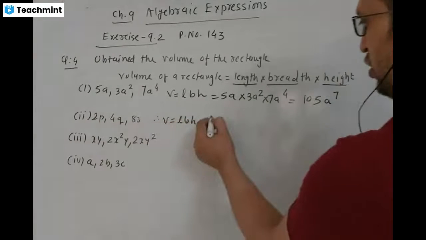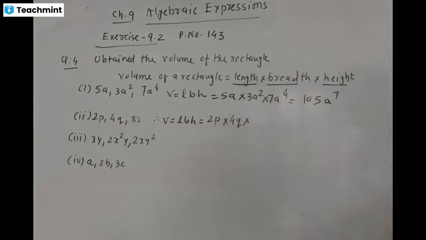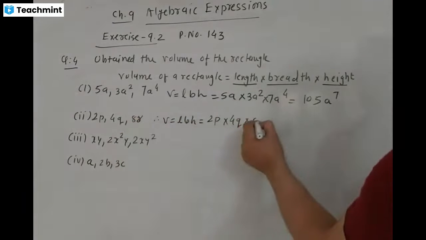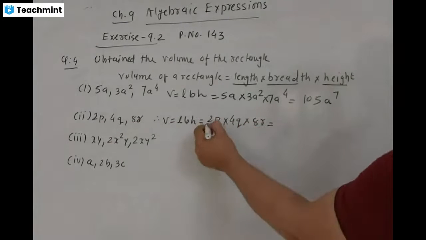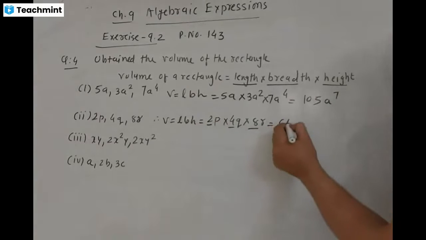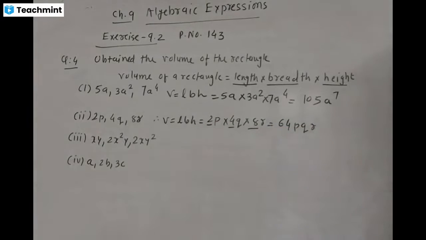Similarly, volume is equal to LBH. What is L? 2p multiply 4q multiply 8r. So constant term multiply with constant term. 8 4s are 32, 32 2s are 64, and multiply with variable term p, q, and r.